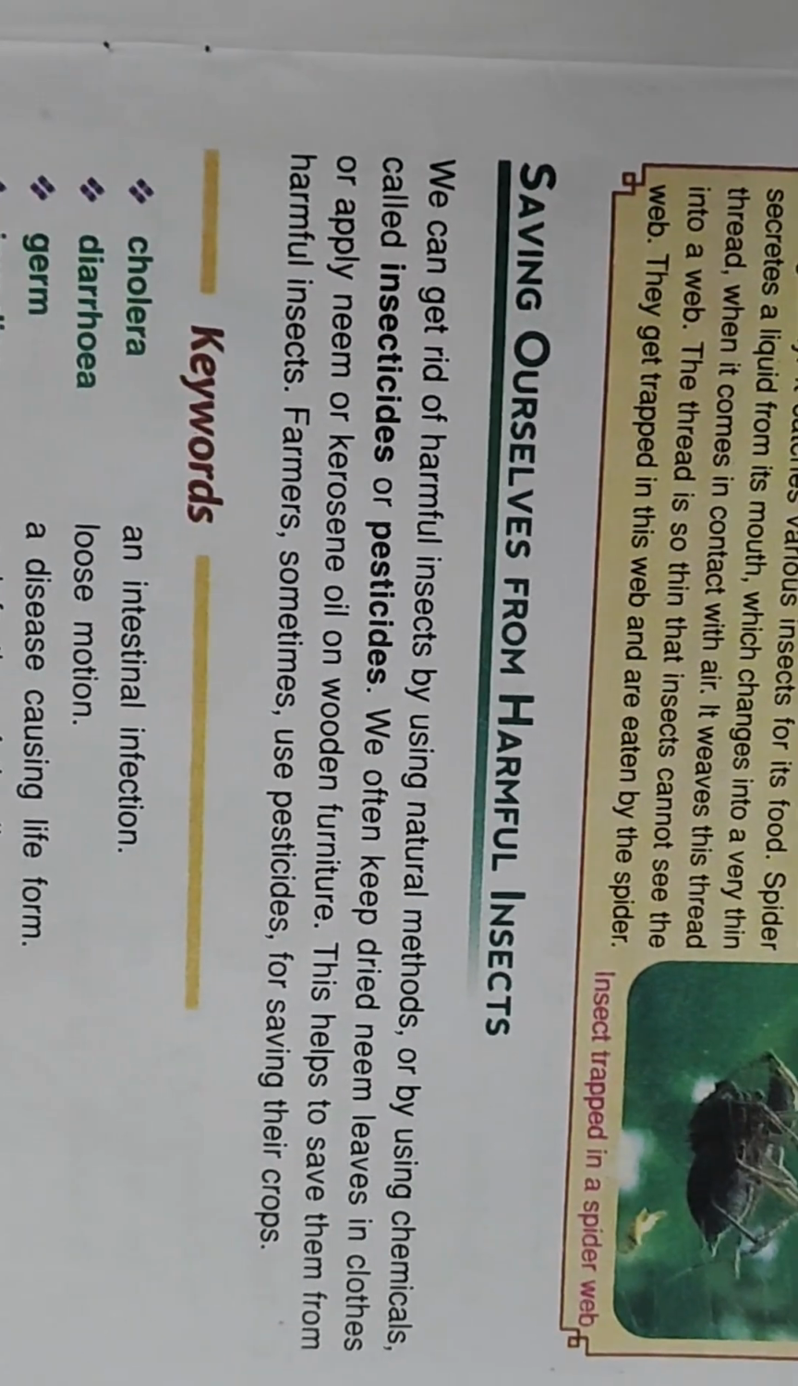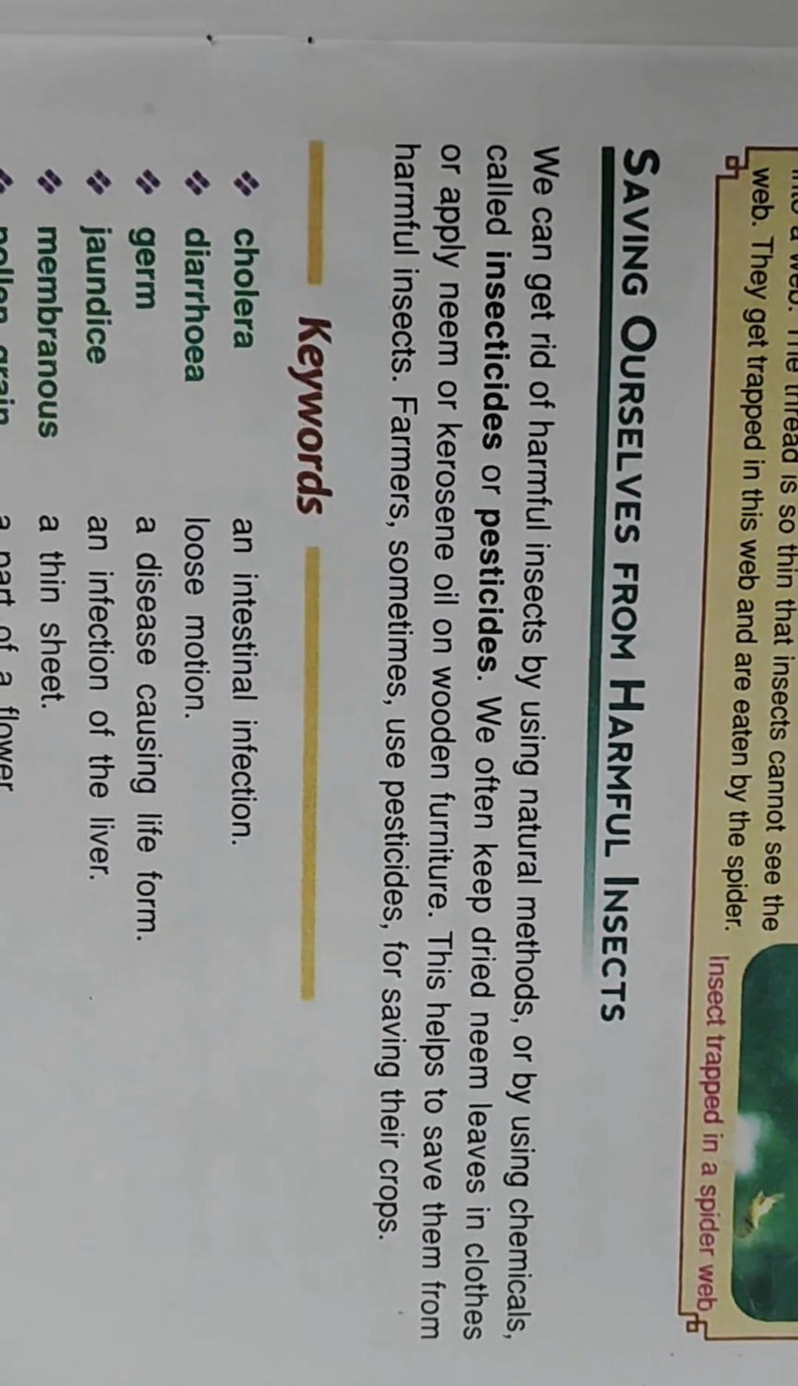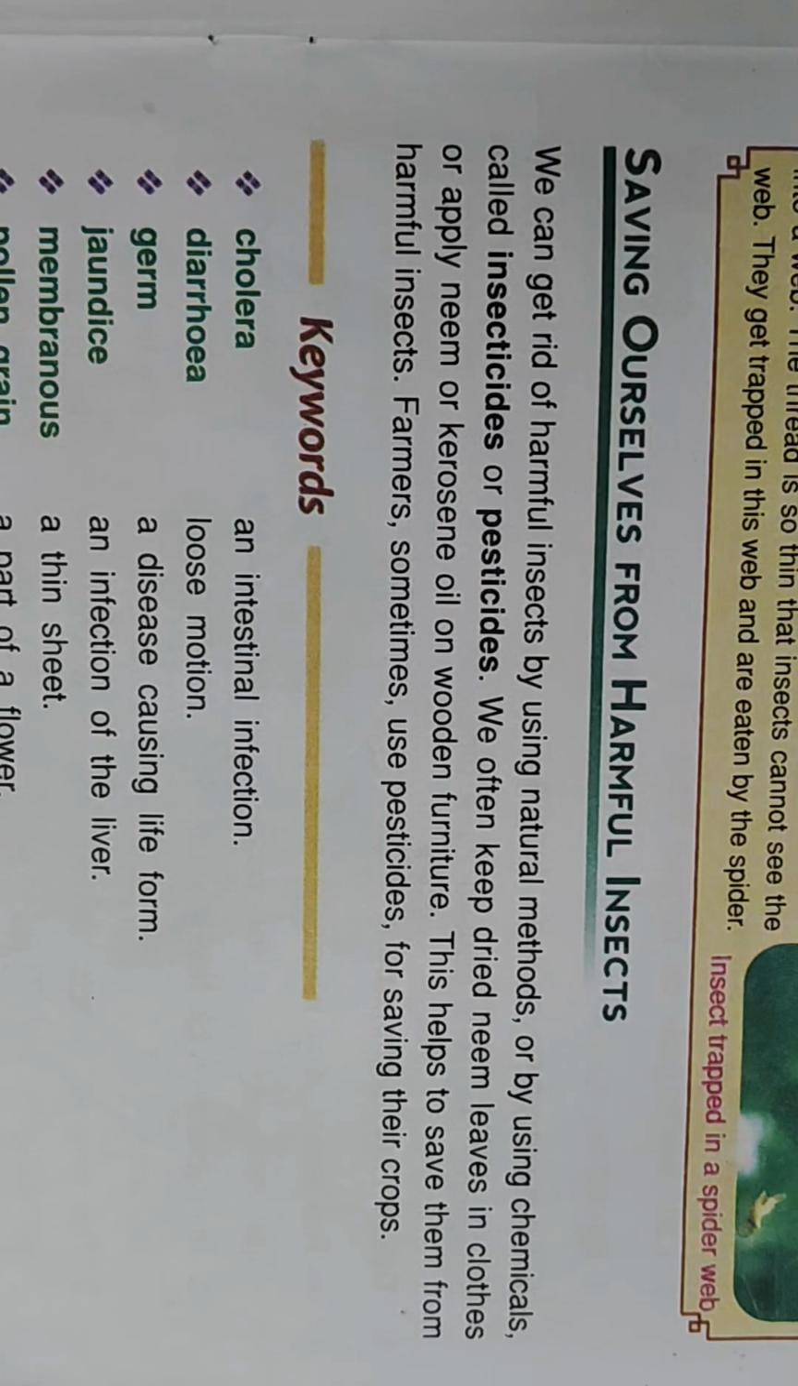Saving ourselves from harmful insects. We can get rid of harmful insects by using natural methods or by using chemicals called insecticides or pesticides. We often keep dried neem leaves in a cloth or apply neem or kerosene oil on wooden furniture. This helps to save them from harmful insects. Farmers sometimes use pesticides for saving their crops.